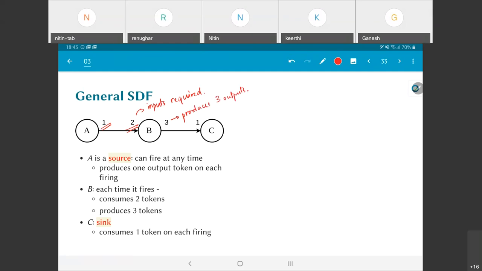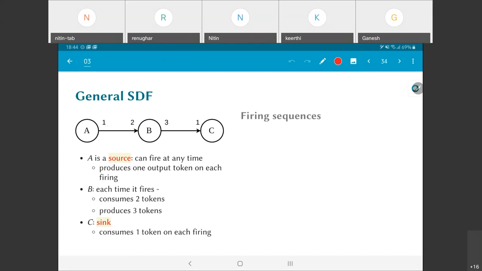Okay. So A, in other words, is a source. It can fire at any time. And every time it fires, it produces one output token. B consumes two tokens on firing and produces three tokens as output. C finally is a sink. Every time it fires, it basically consumes one token and removes something from the FIFO buffer.